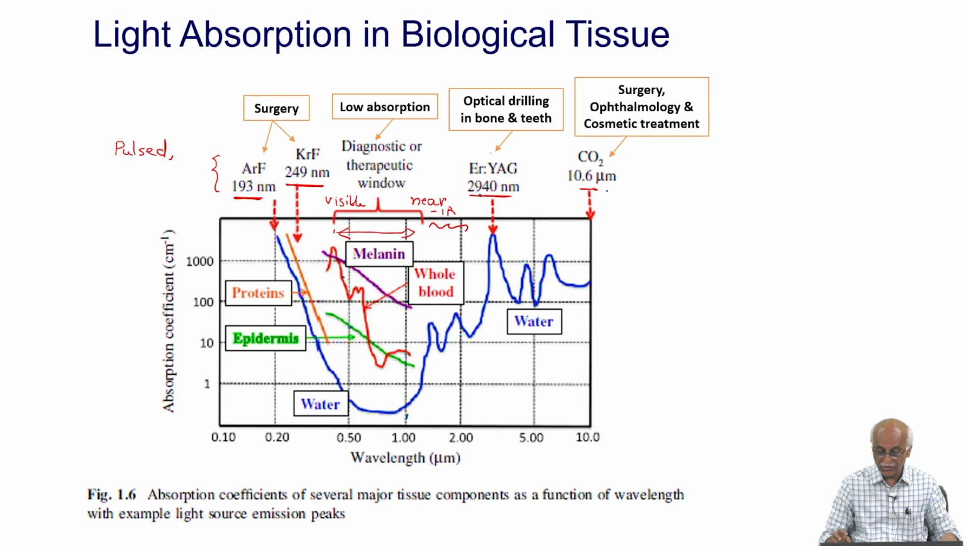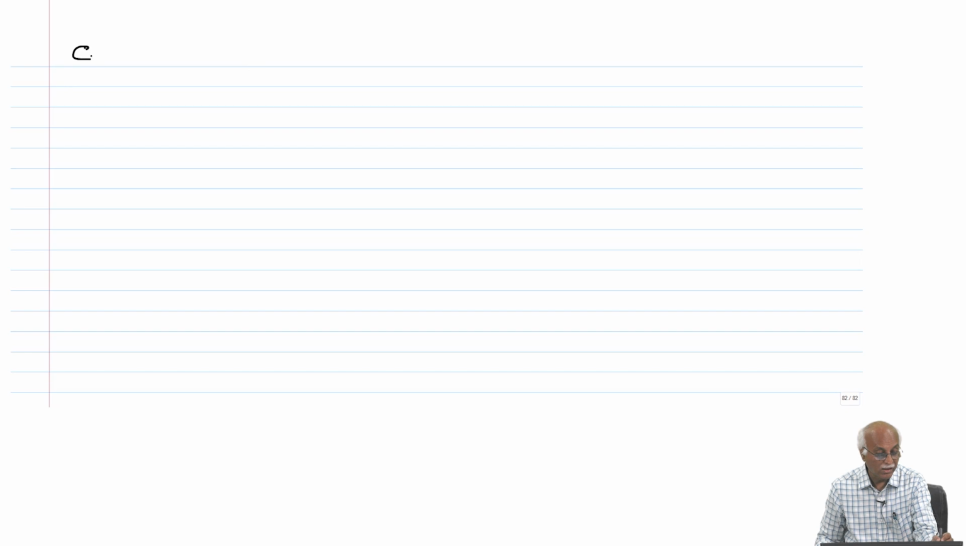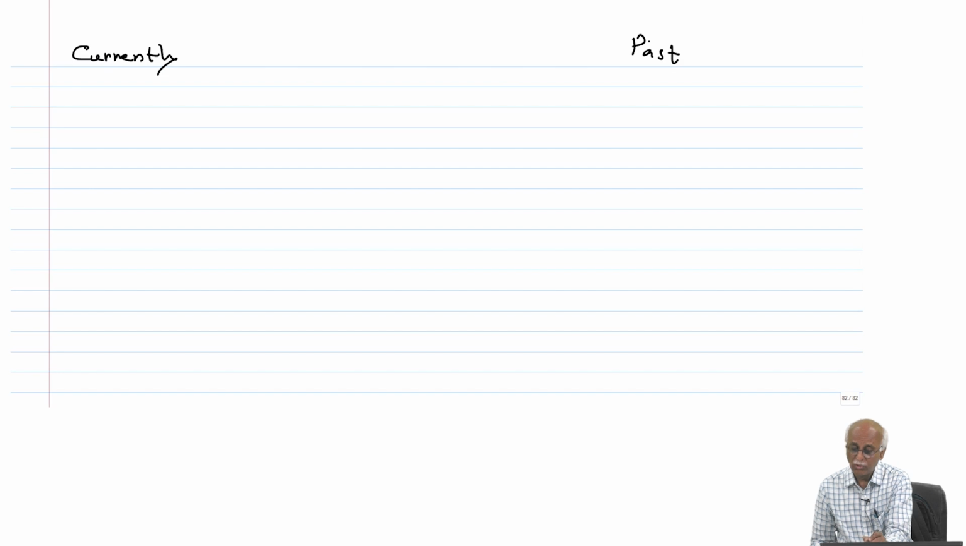So, this is very important. If we talk about what lasers are currently useful, in the past a few lasers were used, but now they are not being considered. Although they are useful and applicable, some other current optical sources can efficiently provide the output as compared to some of the past lasers.